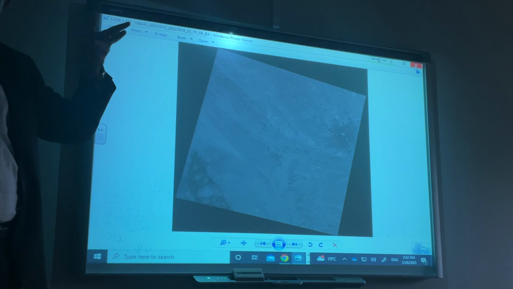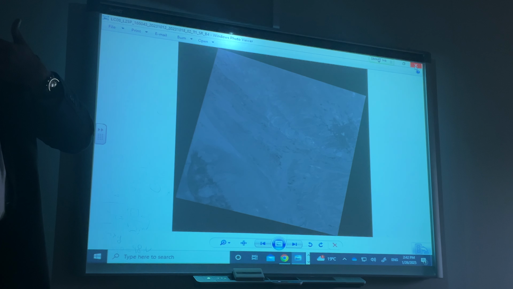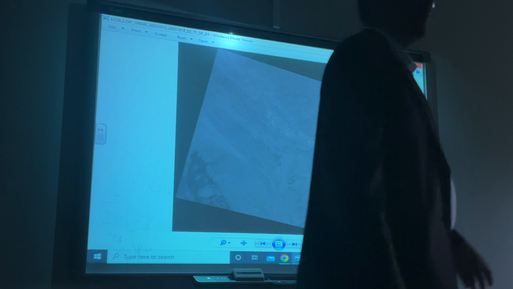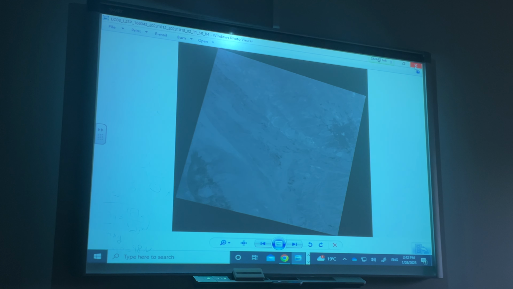To see a colored image, what do I have to do? I have to use three bands. Any three bands I can combine and the image will appear in color. So you have one band for red, one for green and one for blue. When you combine the three, it will appear as a color image, but otherwise this will be a grayscale image.